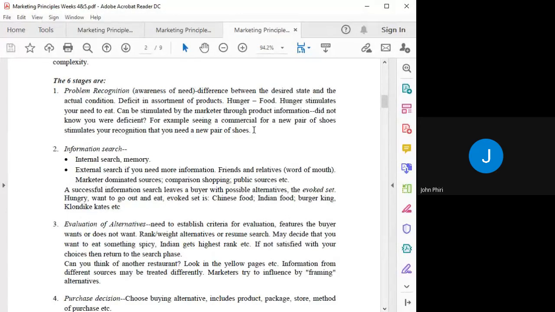Number five, we call it post-purchase. Sorry, decision. Sir, I didn't get number four. What did you say it was again? Purchase decision, to buy.